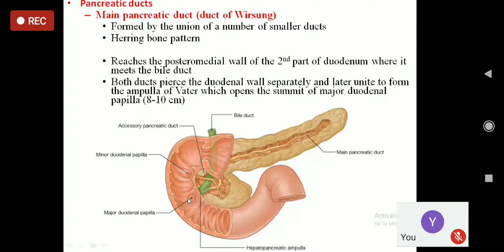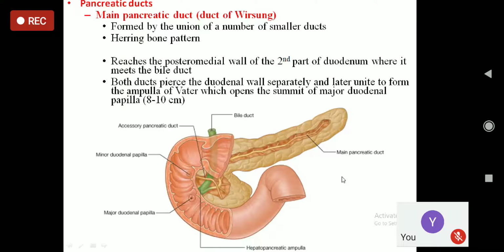So here we can see the main pancreatic duct, which extends from the tail to the head, and it opens into the major duodenal papilla in the posterior medial aspect of the second part of the duodenum, and the accessory pancreatic duct, which opens just 2 centimeters above the major duodenal papilla in the minor duodenal papilla.